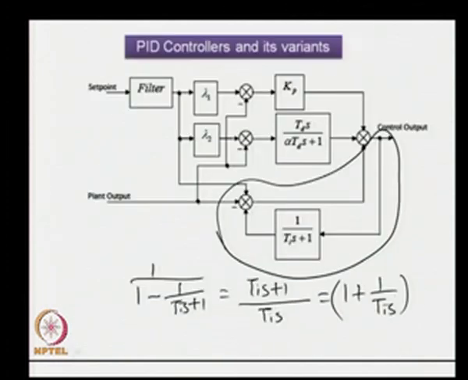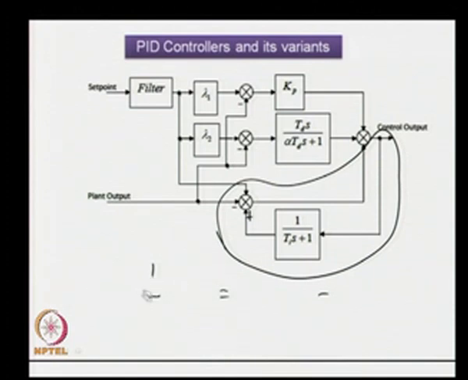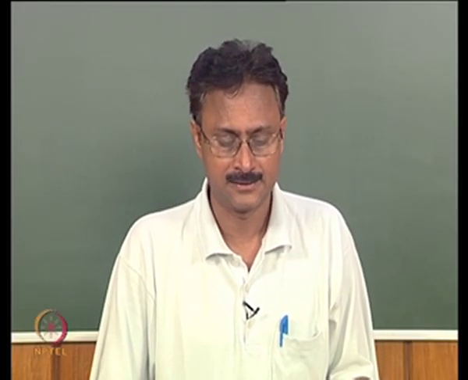So, 1 plus 1 upon TIS can be realized in this form. The beauty of this realization is that although we employ one positive feedback shown over here, still the first order filter is subjected to the output. The input to the first order filter is the controller output. Therefore, we need not worry, and the integral wind up can easily be overcome with this arrangement.